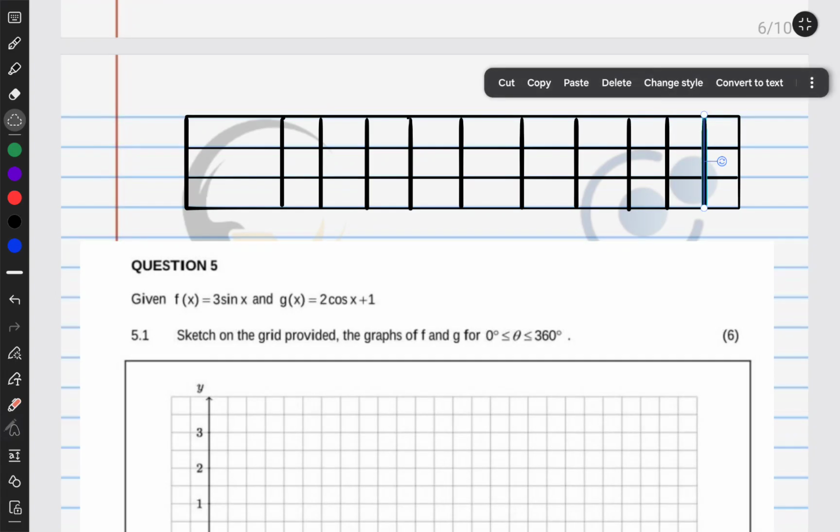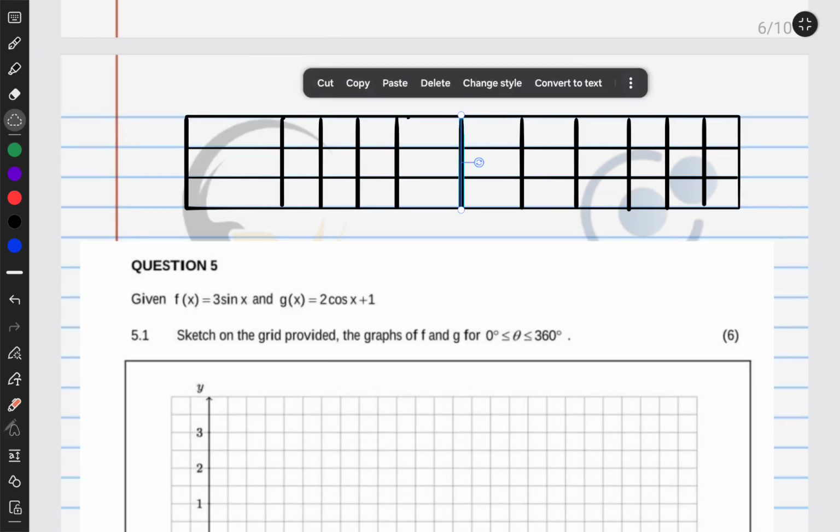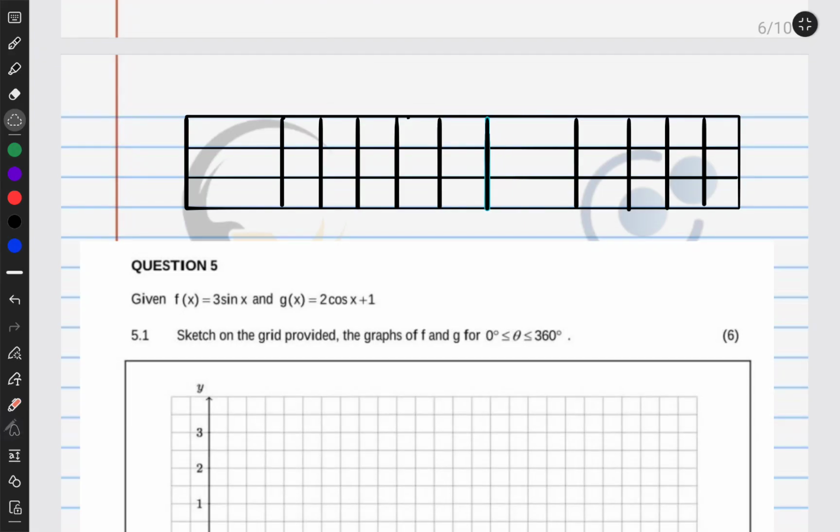Let's see, 1, 2, 3, 4, 5, 6, 7, 8, 9, 10. I will just have 10 spaces for now. I need to make way for space number 11 and 12.